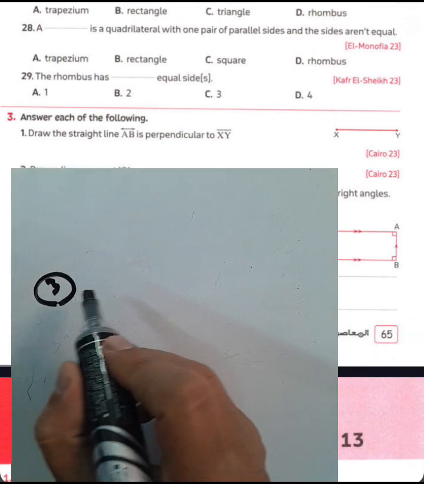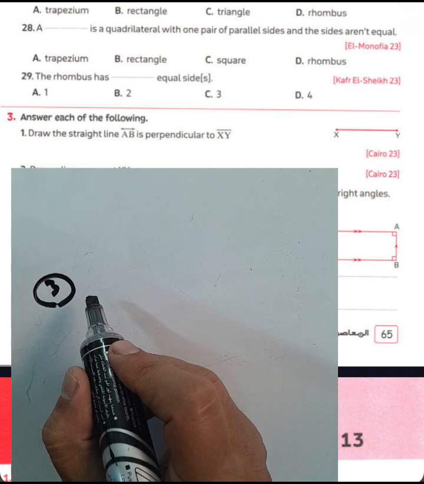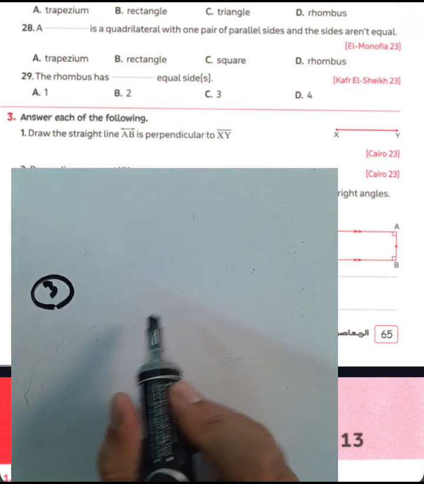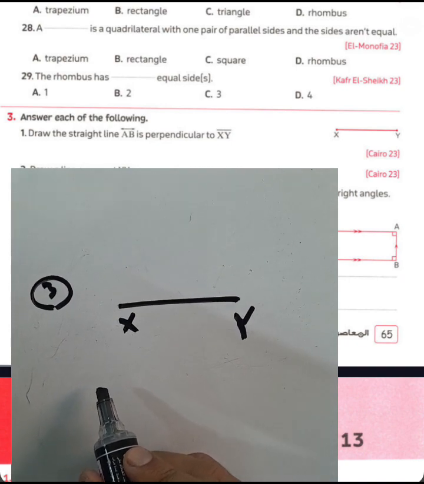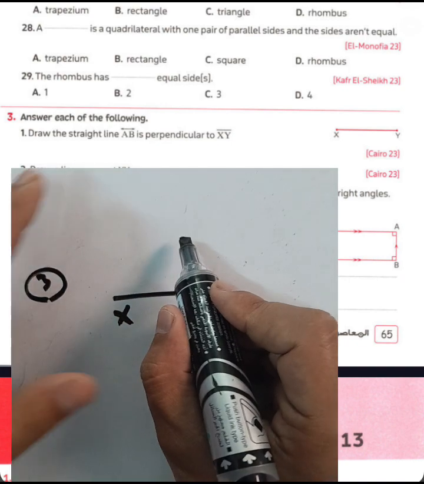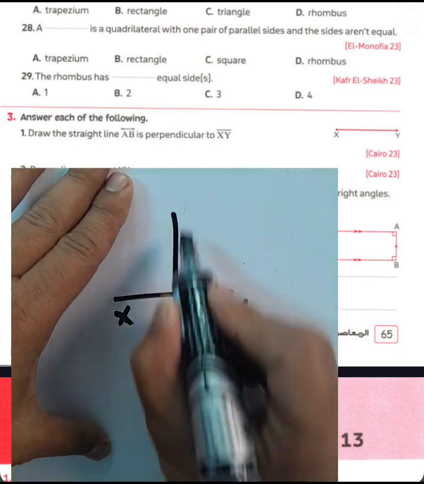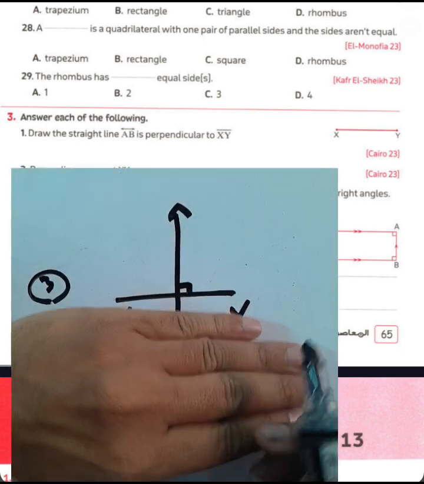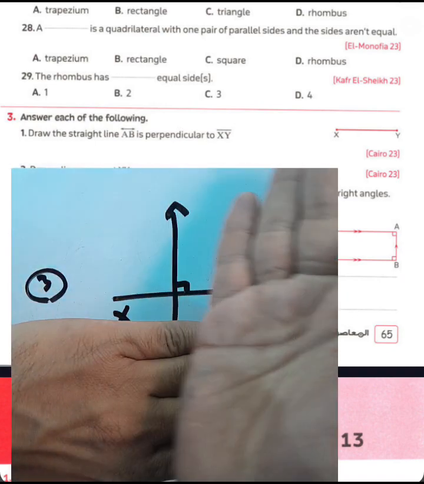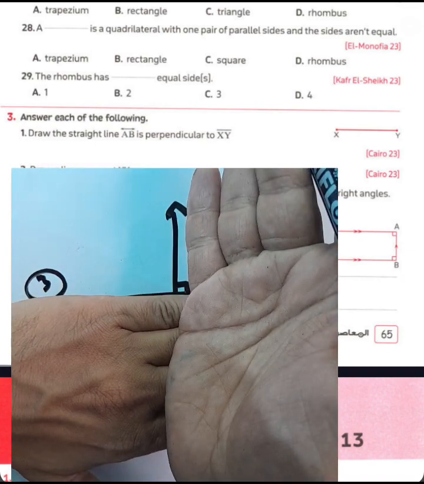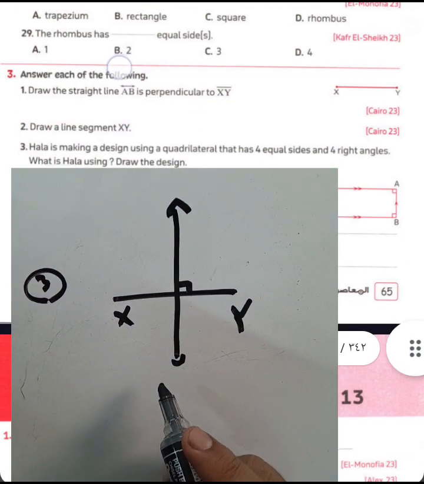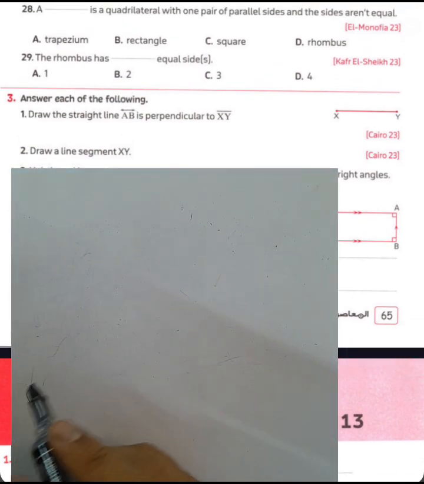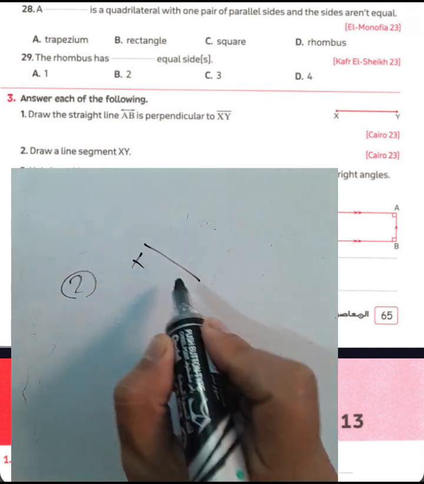Question number 3. Answer the following. Draw a straight line AB perpendicular to XY. We have XY and we want AB perpendicular at the point, using the ruler and triangle. Put the ruler here and move the triangle to the left-hand side or right-hand side, and put it here and draw the perpendicular with your pencil. Draw line segment XY. We have line segment XY, using the ruler, X and Y.